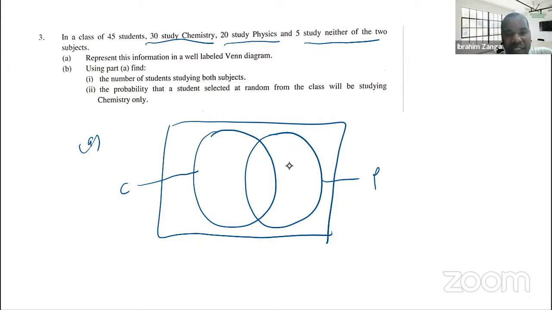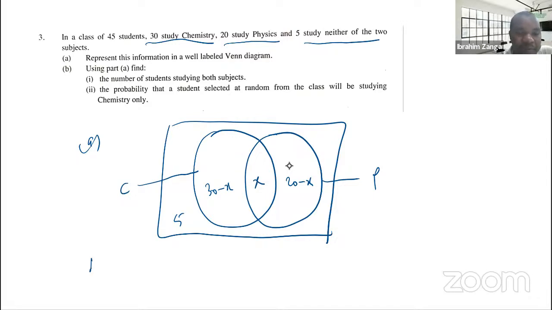So we were given numbers. We were told that 30 study chemistry, 20 study physics. We don't know how many study both. So if that is X here, dear students, it means for the physics part, the physics only will be 20 minus X. Chemistry only will be 30 minus X. And we have 5 students who study neither of the subjects. So we have already presented the information.